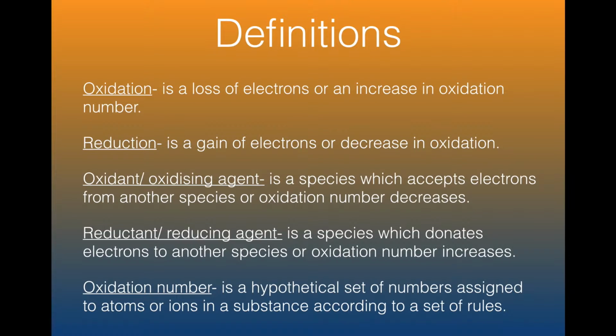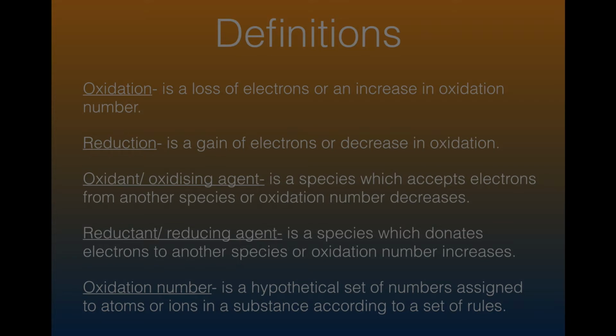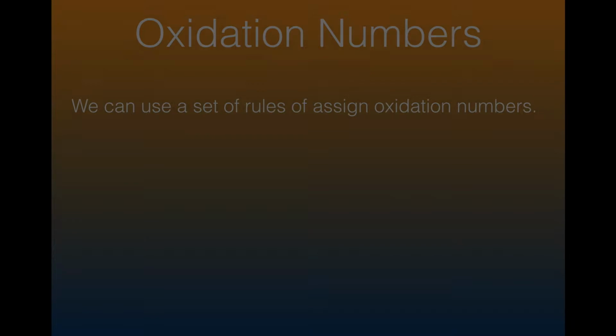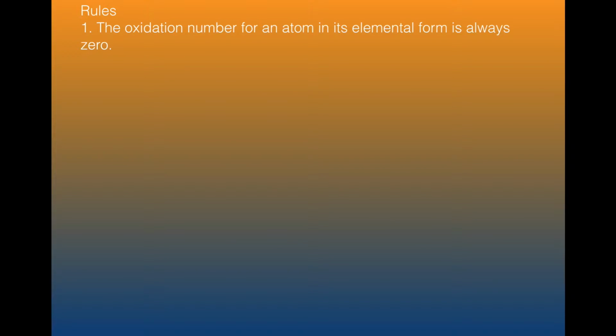An oxidation number is a hypothetical set of numbers assigned to atoms or ions in a substance according to a set of rules. Oxidation numbers: we can use a set of rules to assign them. The rules. Number 1. The oxidation number for an atom in its elemental form is always 0. For example, hydrogen gas is 0. Oxygen gas is 0. Zinc metal is 0.